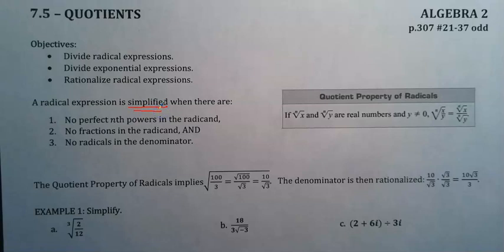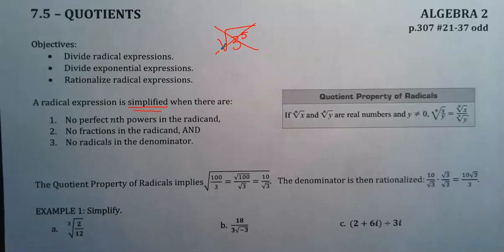Like, what does that actually mean? So it's simplified when there are no perfect nth powers in the radicand. Okay, so we're not going to have like the square root of 3 to the 5th because we can get some square roots out of that. Okay, so we can't have that. That's not simplified. There are no fractions in the radicand, and there's no radicals in the denominator.